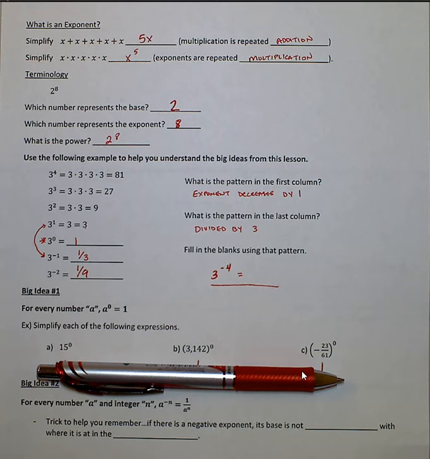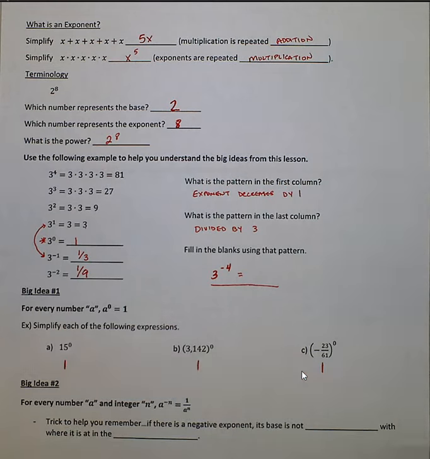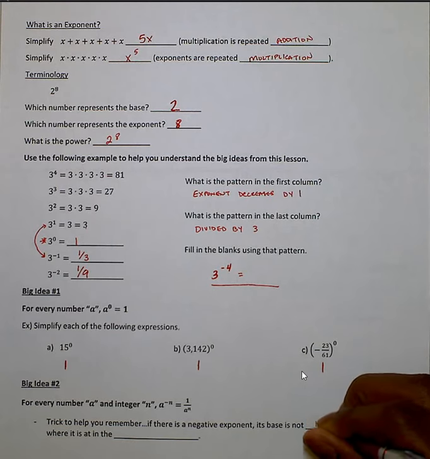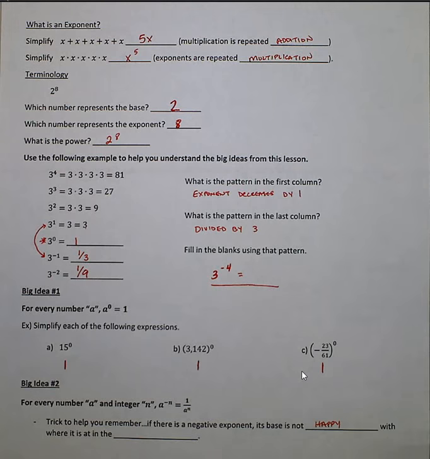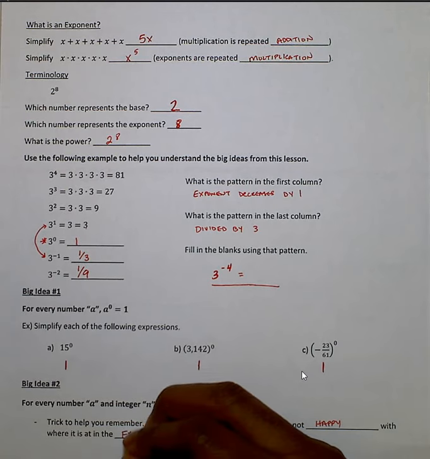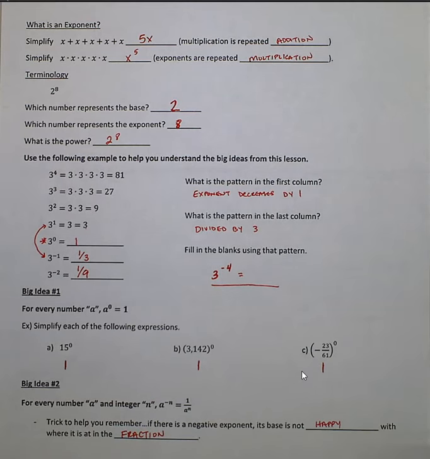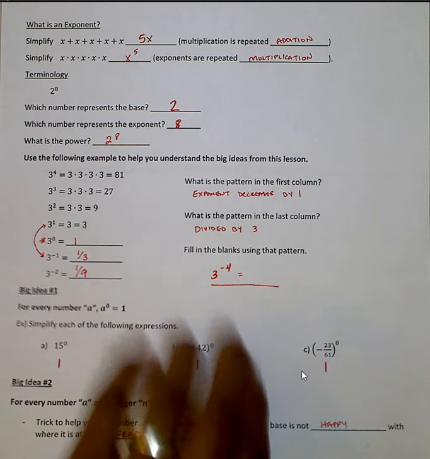If there's a negative exponent, its base is not happy with where it is in the fraction. Okay, so if its base isn't happy with where it is in the fraction, you need to move it so that it's happy. So it's not negative anymore.